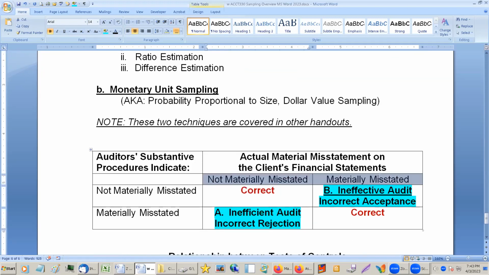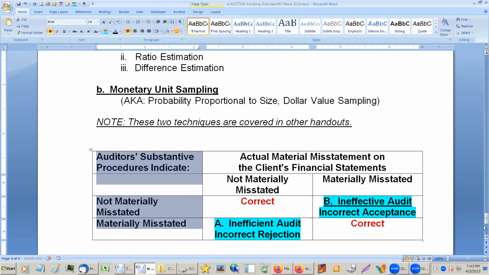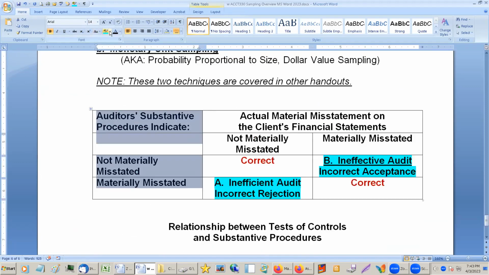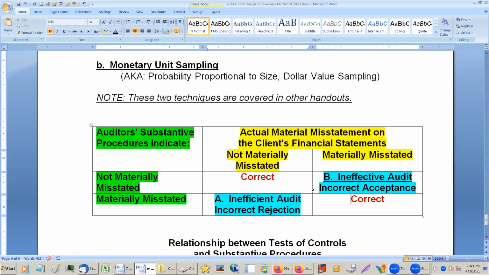We have to do with materiality instead of controls, but I think the idea is the same. What color did I make those? Is it yellow? No, green and yellow. Okay. So these are the auditors, and this is the actual. And again, if you think they're not materially misstated when they actually are, it's an ineffective audit, or it's incorrect acceptance of their financial statements.